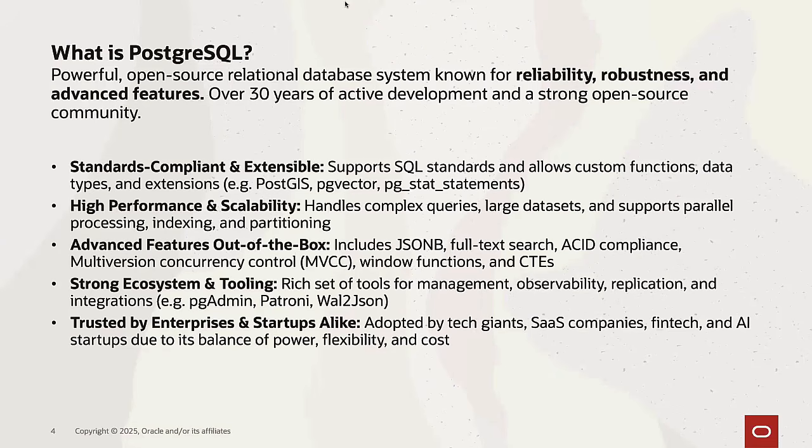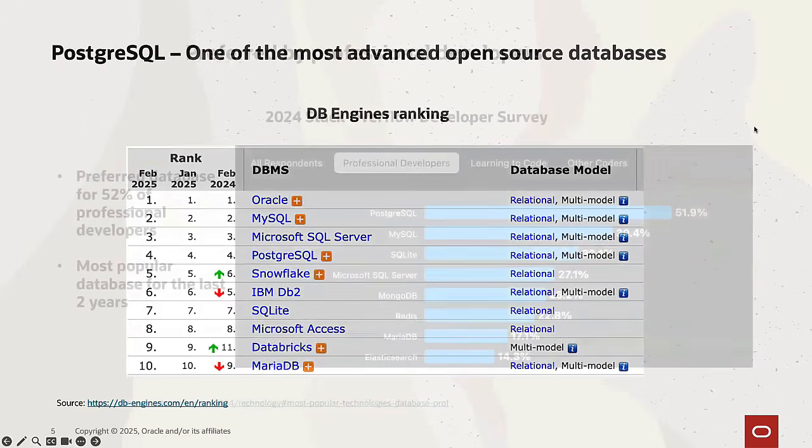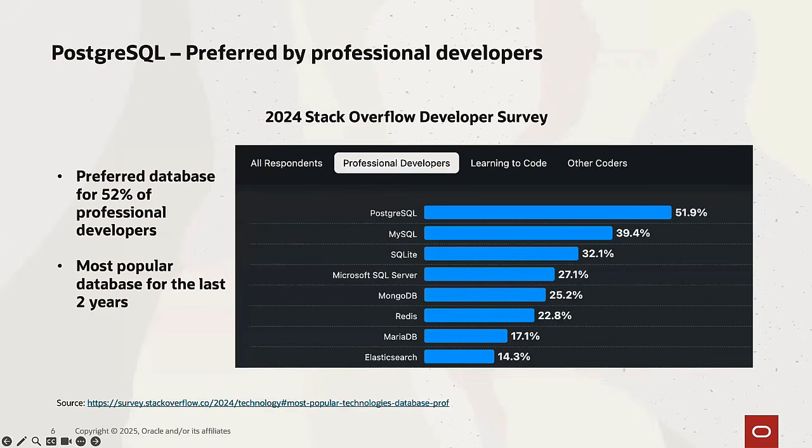It's one of the more popular databases as well, and that's another huge reason why customers adopt it. We talked about how there's a robust open source community and 30 years of development. That's really propelled it to a top 5 popularity database on DB-Engines. And in fact, on Stack Overflow, it was rated the most popular database, preferred by 52% of professional developers, most popular for the last couple of years, from this 2024 poll.